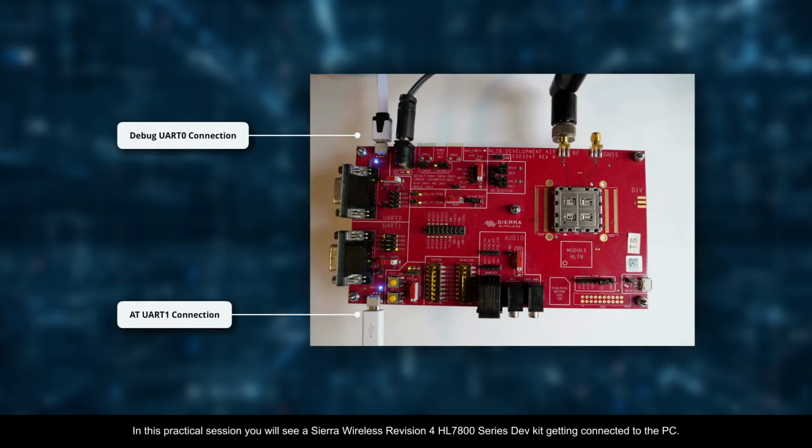In this practical session, you will see a Sierra Wireless Revision 4 HL7800 series dev kit getting connected to the PC. To ensure that it is known which UART gets which identifier, it will be sensible to connect one UART after the other, especially if a USB to UART converter is used. For this example, the device manager is used to identify the COM ports.